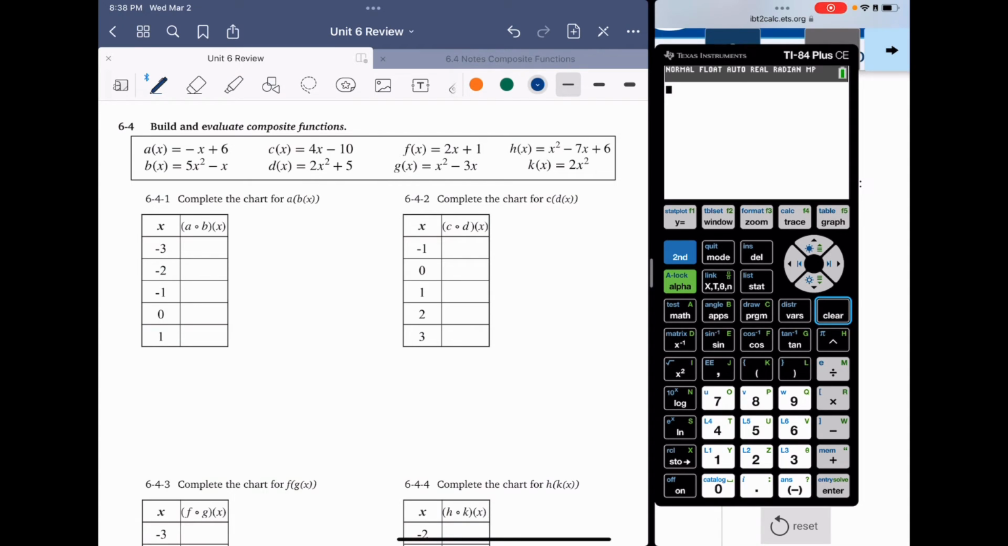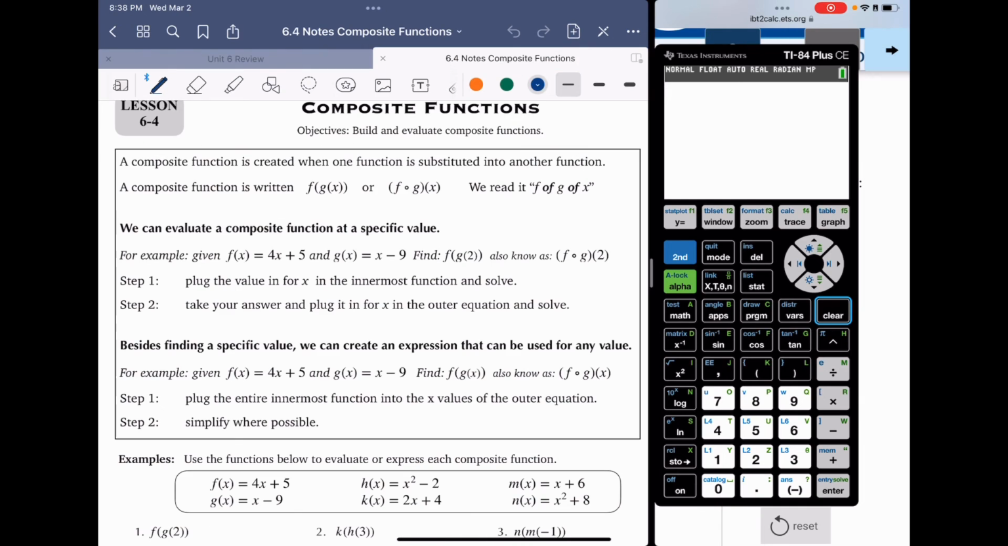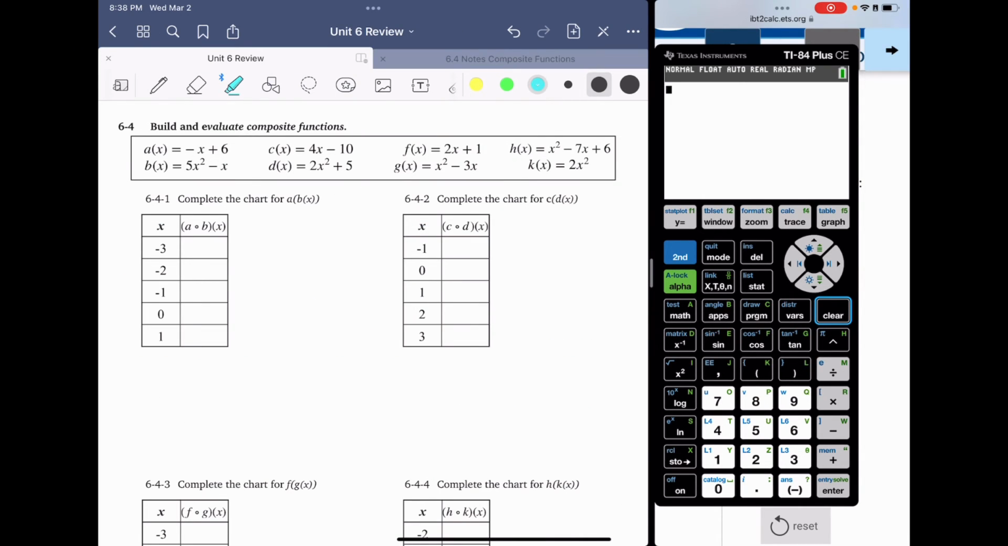So just to review, I'm going to pull up the notes real fast. For composite functions, we have 2 different ways we've talked about doing it. We can evaluate them at a specific value, or we can create an expression that can be used for any value. So going back to the review, we're going to try these problems both ways. Starting with the first one, it says complete the chart for a of b of x. And then on the chart here, it shows us a of b of x written with the other notation.